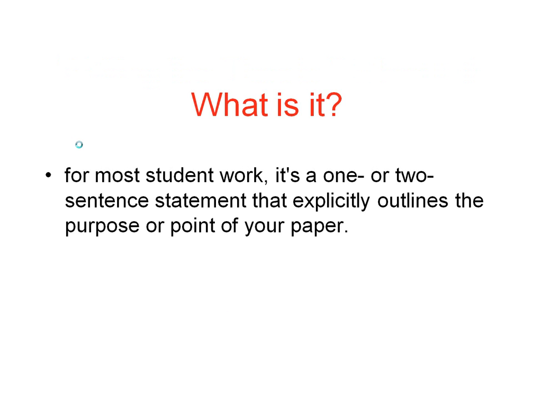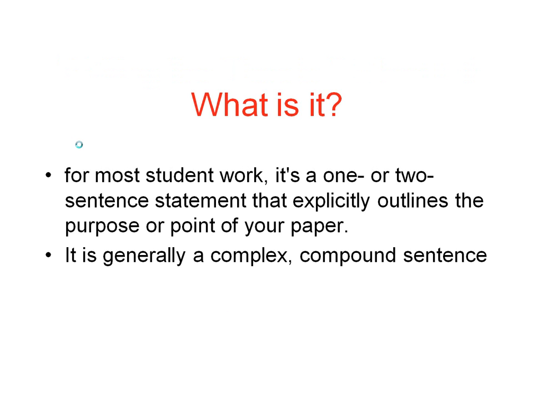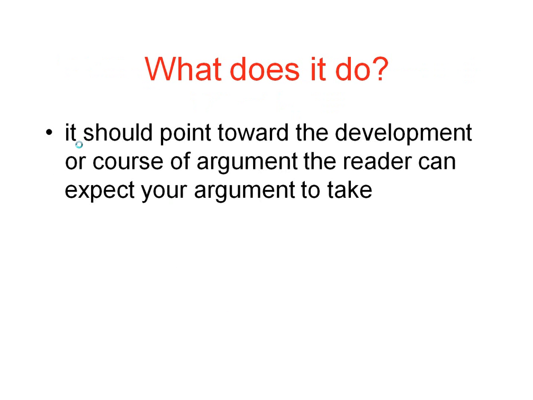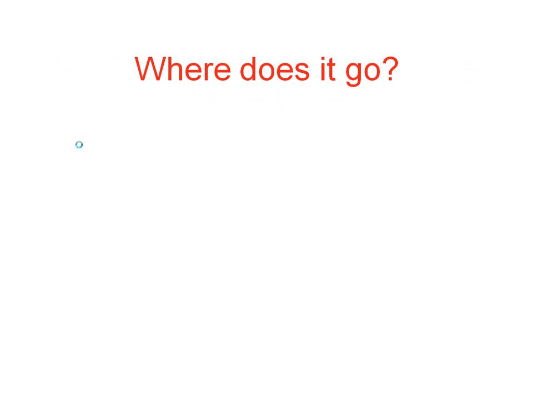No "I," no "I." Generally, it's going to be a complex compound sentence. It's not just a statement of fact. It's a kind of an either-or thing, or on the one hand, then on the other hand, or sort of a because statement. We're going to get into that in a minute. So think of a complex sentence that really states your point of view that you're going to cover in the entire essay. What does it do? It actually points towards the development or the course of the argument that the reader can expect your argument to take. So basically, it outlines your essay. A good thesis statement sort of road maps the coming essay. It tells the reader what they can expect in the order that they can expect it.